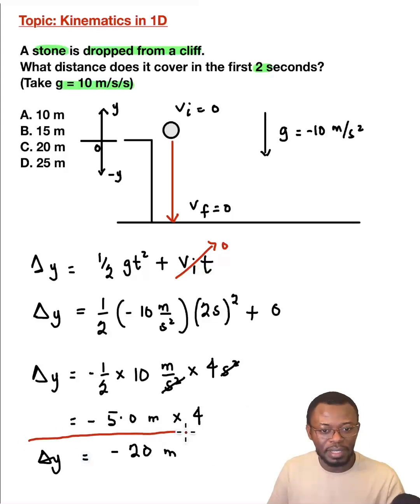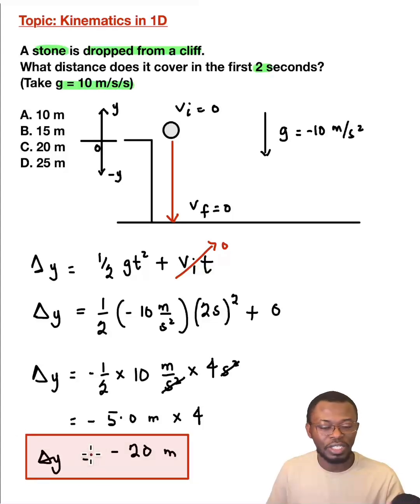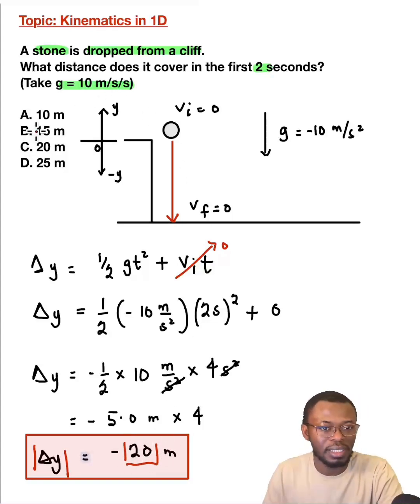Displacement is a vector quantity. We are interested in finding the distance. So the distance is going to be the absolute value of this vertical displacement, which is just taking the positive value, which is 20. So that will be 20 meters. If you go back to our options, the correct answer is option C.